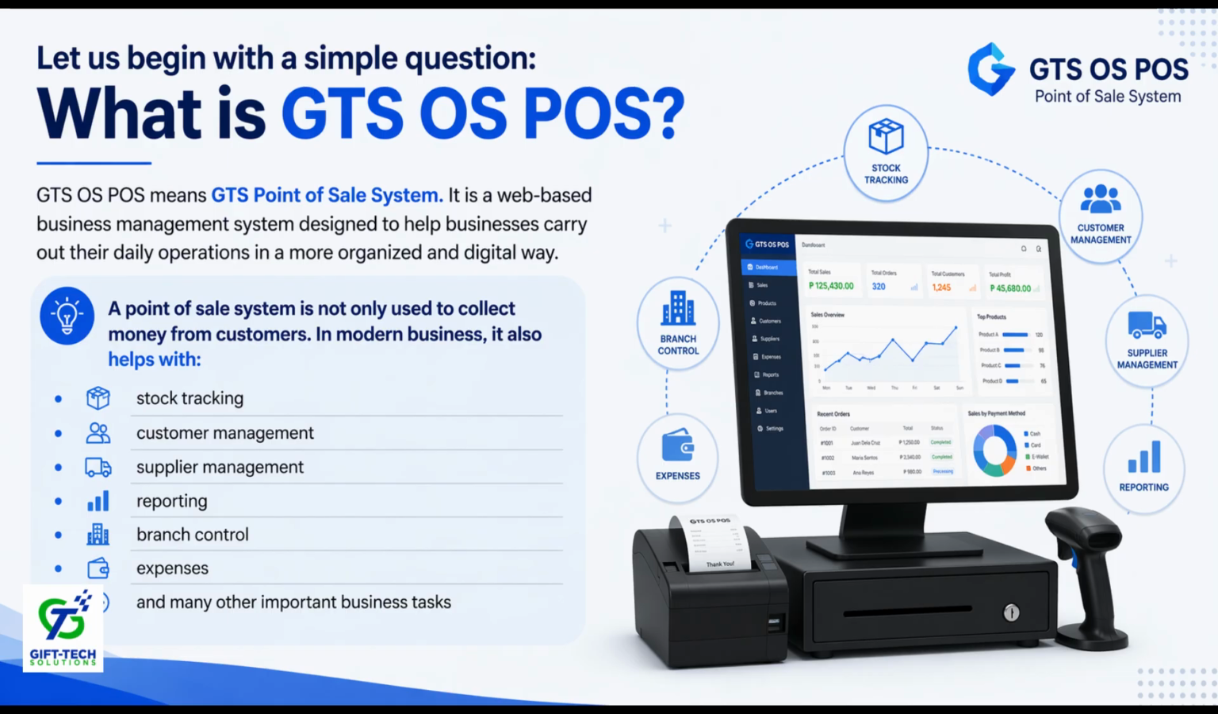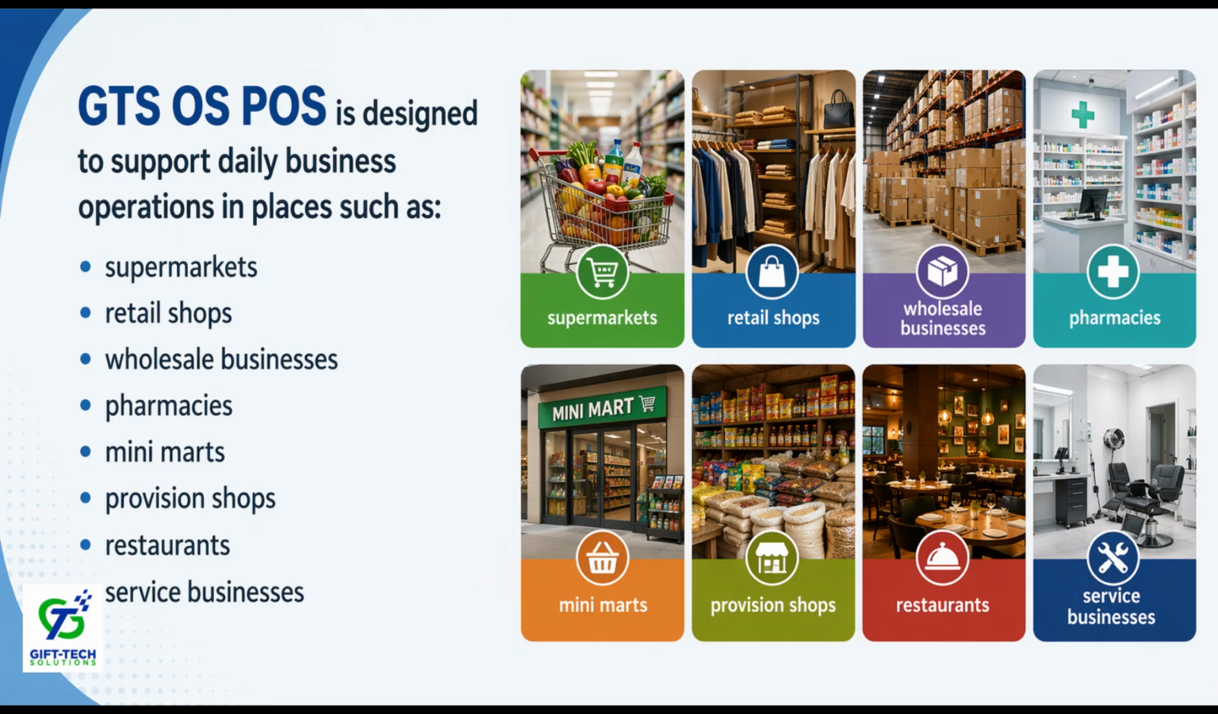In modern business, it helps with stock tracking, customer management, supplier management, reporting, branch control, expenses, and many other important business tasks. So the GTS POS is designed to support daily business operations in places such as supermarkets, retail shops, wholesale businesses, mini markets, provision shops, among others. This means that the system helps businesses move from manual processes into a more structured and efficient workflow.